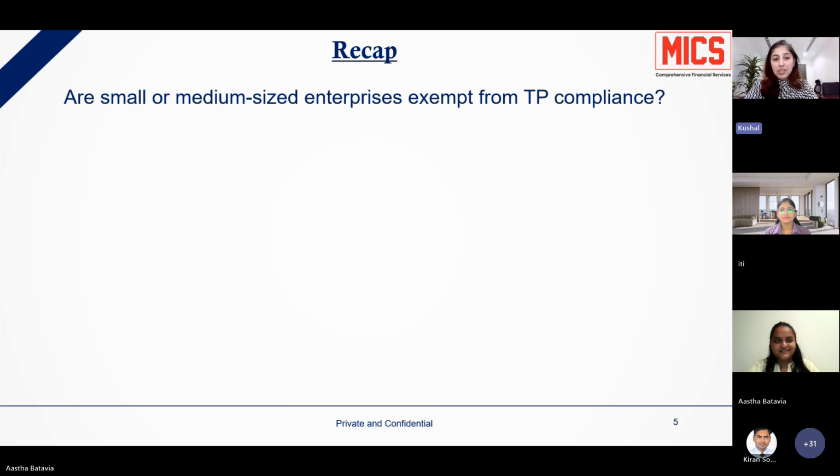Are small or medium-sized enterprises exempt from transfer pricing compliances? Let me tell this to you all. No one is exempt from TP compliances. Yes, for some it would be exhaustive. Some have to limit it to complying with pricing, but all your transactions have to be at arm's length price, and maintaining arm's length price is mandatory for all. Can we bring up the next myth, Astha?